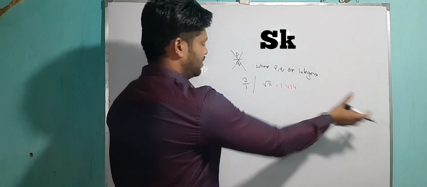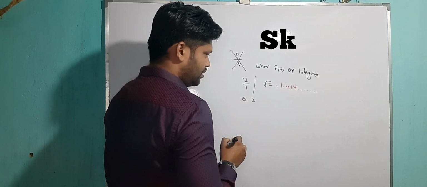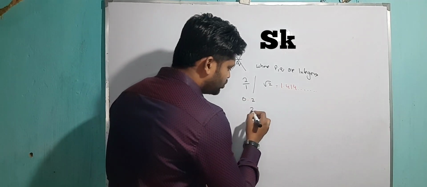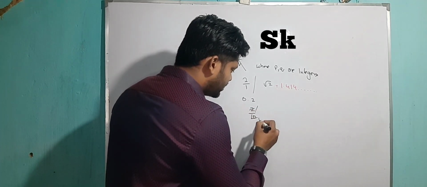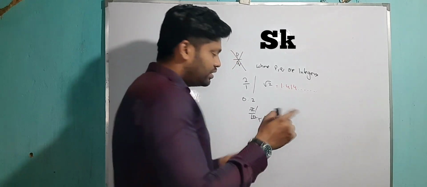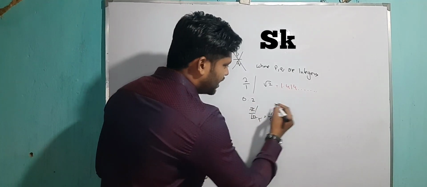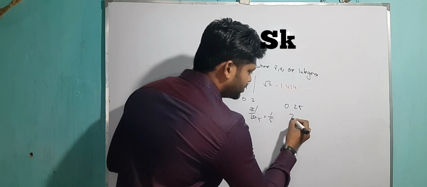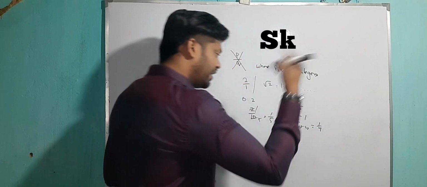So how will you identify? For example, if I have 0.2, is it rational or not? 0.2 means 2 by 10, you can write. Divide by 2, so 1 by 5. So this is a rational number. Why? Because we can write it like this. Similarly 0.25 is 25 by 100, which is 1 by 4. Again a rational number.